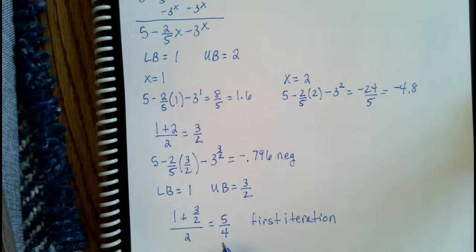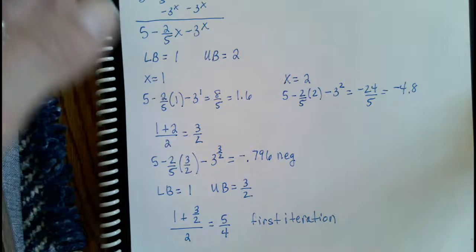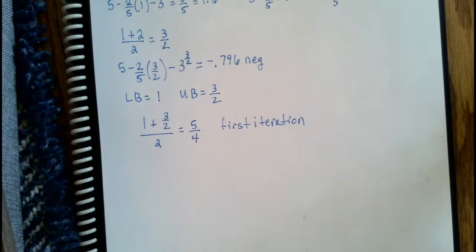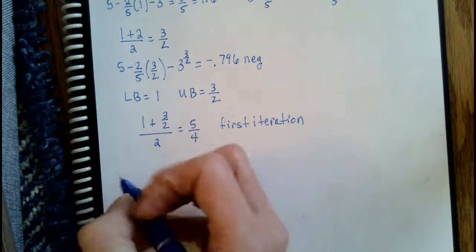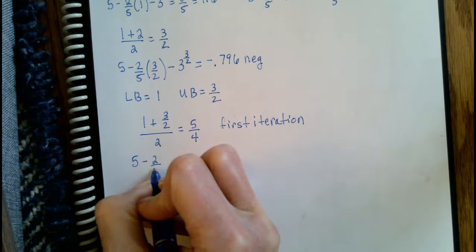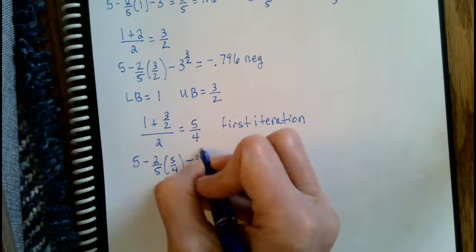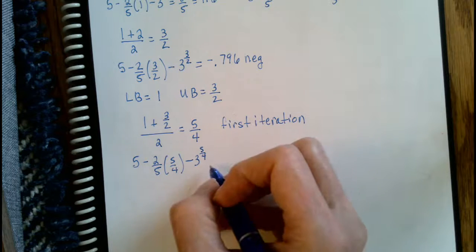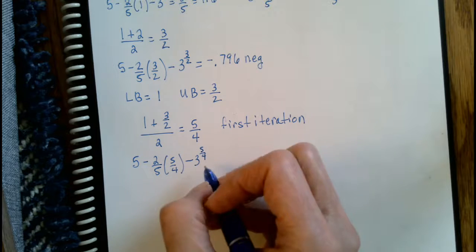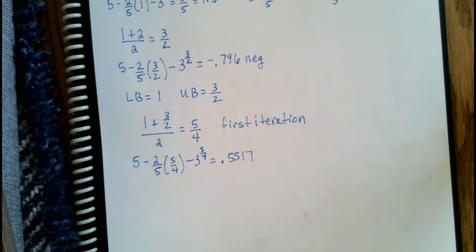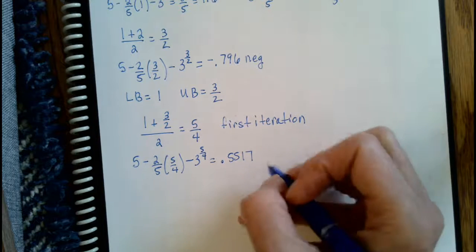But now that we've done that, we're going to take this value of 5/4 and put it back into that original equation, which is at the very top of the screen right now, but I'm going to scoot it because I keep writing and you can't see my work. But here we go. We're going to take 5 minus 2/5 times 5/4 minus 3 to the 5/4. And when we do that, we end up with 0.5517. And again, what's important about this is that that value is positive.